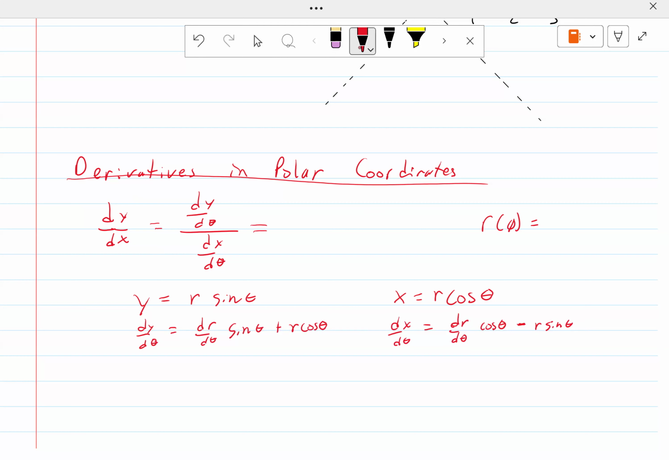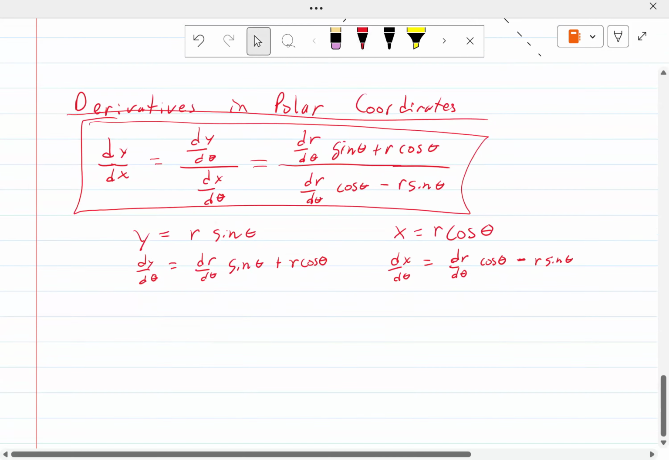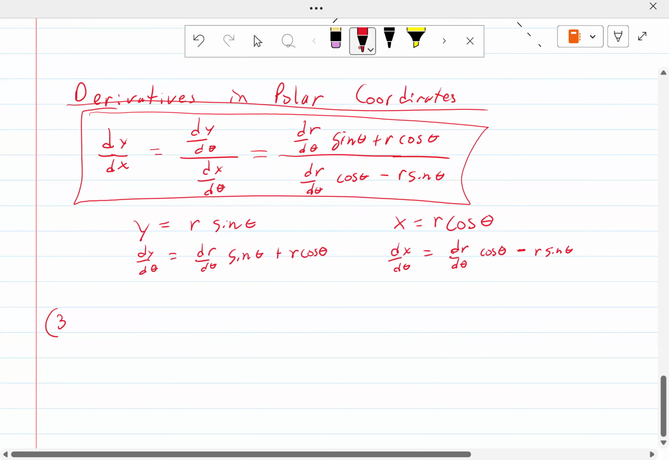Okay, so this thing up top actually becomes dr d theta times sine theta plus r cosine theta all over dr d theta times cosine theta minus r sine theta. And that's how we find the derivative dy dx in polar coordinates, right? Okay, let's do an example with this.